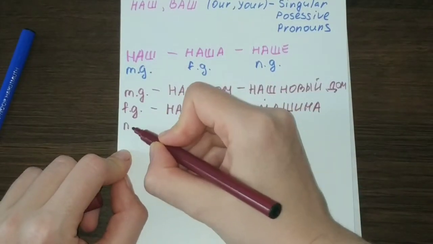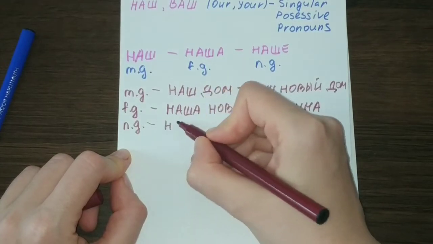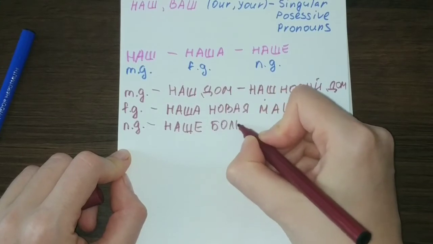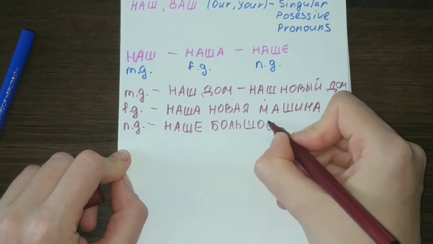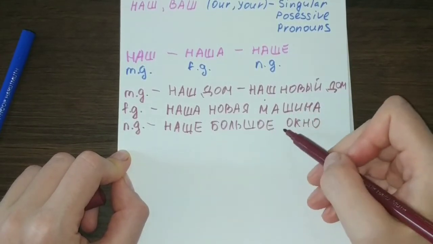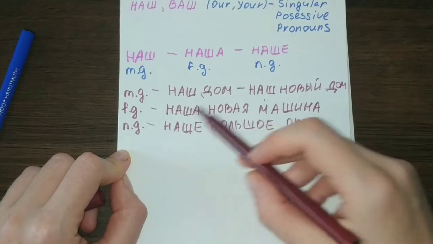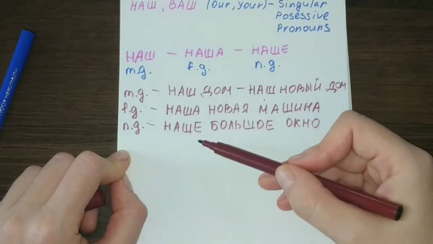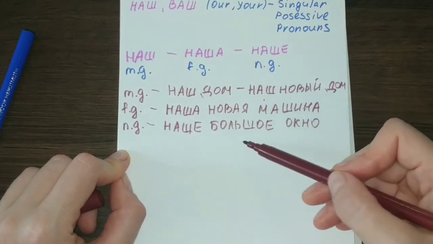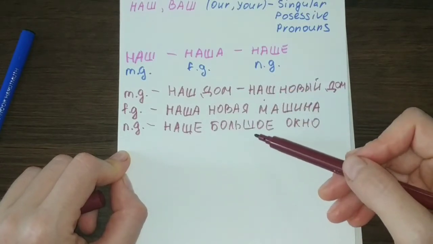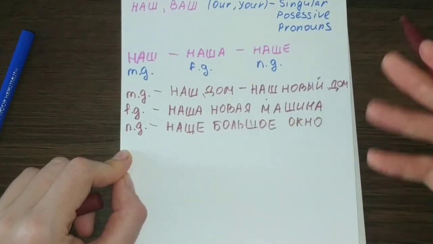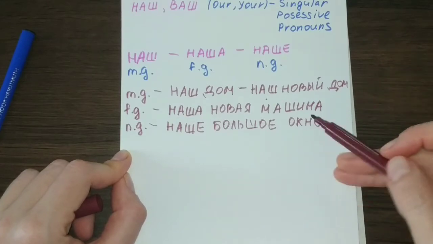And let's take the neuter gender. Let's say наше большое, the adjective, meaning big, окно. Окно, window. Наше большое окно, our big window. So наше, the possessive pronoun of a neuter gender, is used with the adjective большое, meaning big, in its neuter gender form, and the noun, which is the main word in this whole phrase.